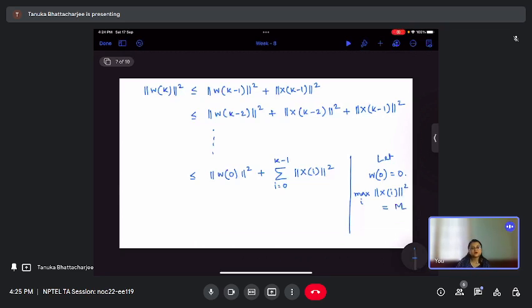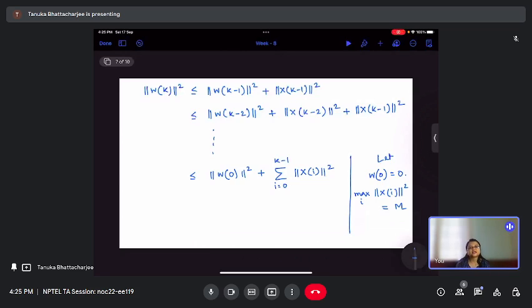The maximum of the norm square of xi, let us say, that is m, and W0 we are assuming as 0. So, W0 we can simply put 0. So, we just have the summation term in this expression. So, in this summation term you have xi norm square for all i. Now, the maximum value of this term within the summation can be m.